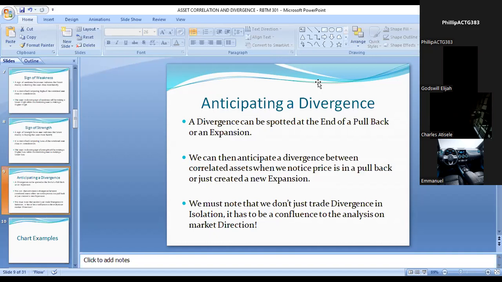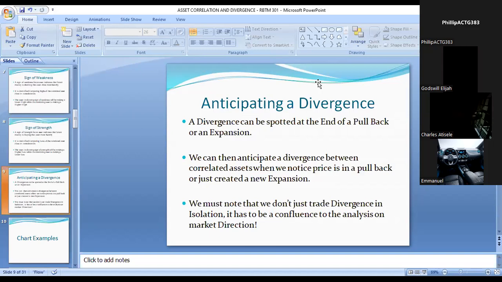But the major one is your expansion. Your expansion leads to a new range. If you still remember the discussion on range, what is a range? A range is formed from two data points in the market. Do we still remember? When a new high is formed, that is an expansion. After a new high is formed in a bullish market, we're going to see a retracement. So you have the expansion, and you have the retracement.